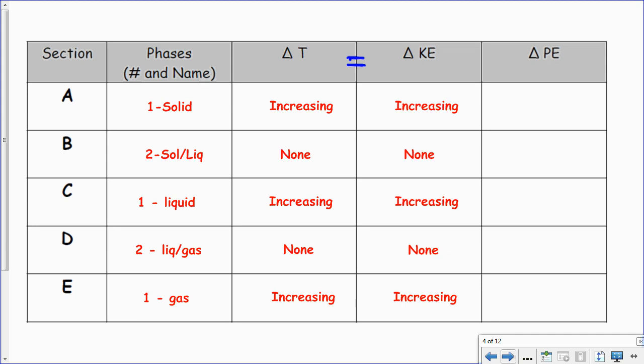Okay? Then if our kinetic energy is increasing, the temperature is going up, we will find no change in potential energy. That happens when the temperature stays the same. That is when the potential energy is going to increase. That will be our phase change here.